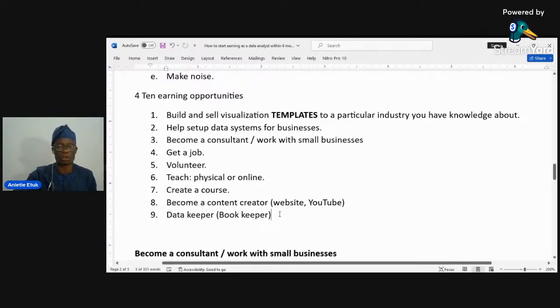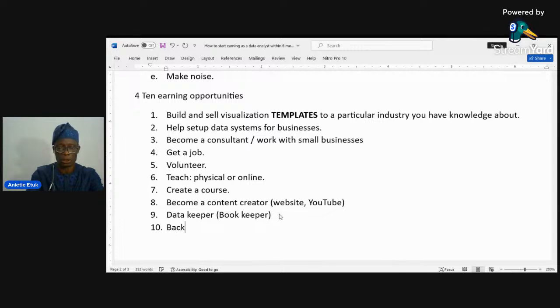Then the final one I want to add, which is number 10, is not here, is being a consultant based on your background, your skill. For example, you read accounting, so you understand accounting very well. So instead of working with a client or a company as just an accountant, you can add your data analytics skill and then you become a financial analyst. You can see you have improved.